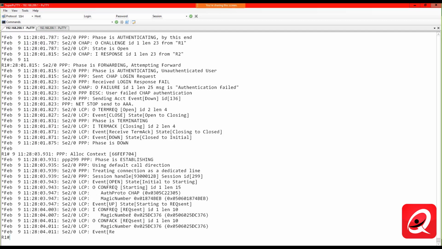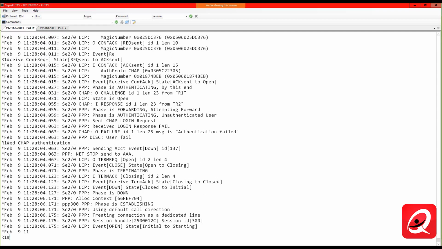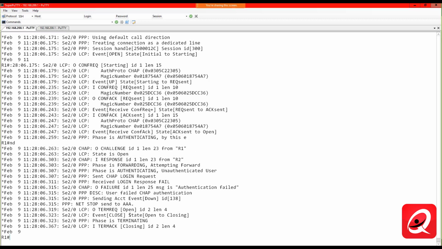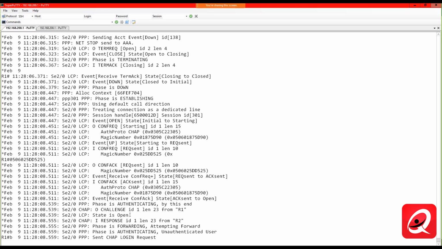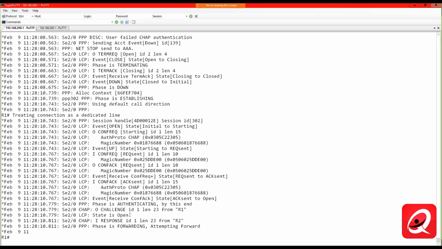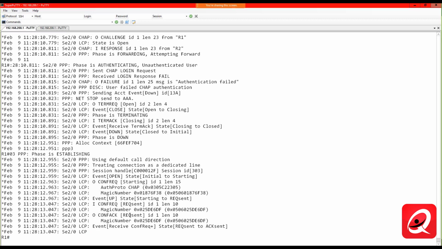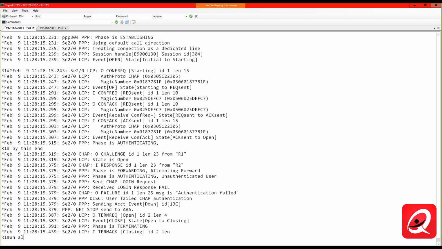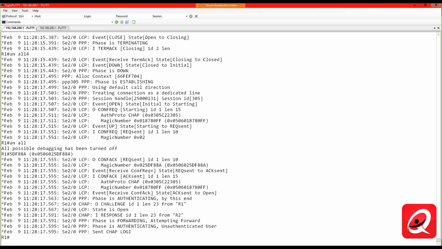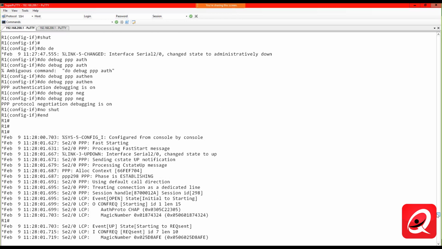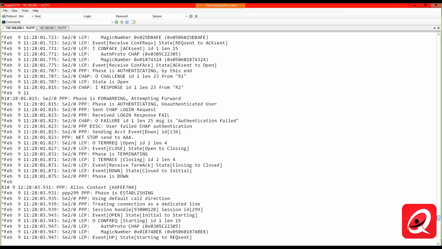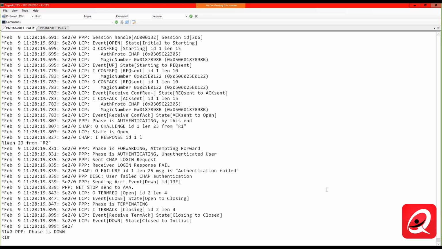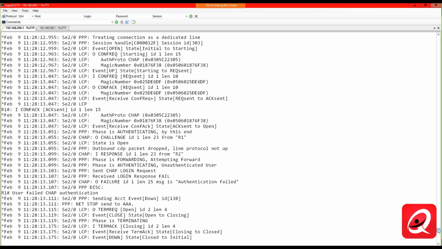So what we should see is now that we're forcing CHAP authentication. All right, interesting. I get an authentication failed. All right, let's do an undebug all and see what we see here. So I'm getting an authentication failed. Let's try this again.